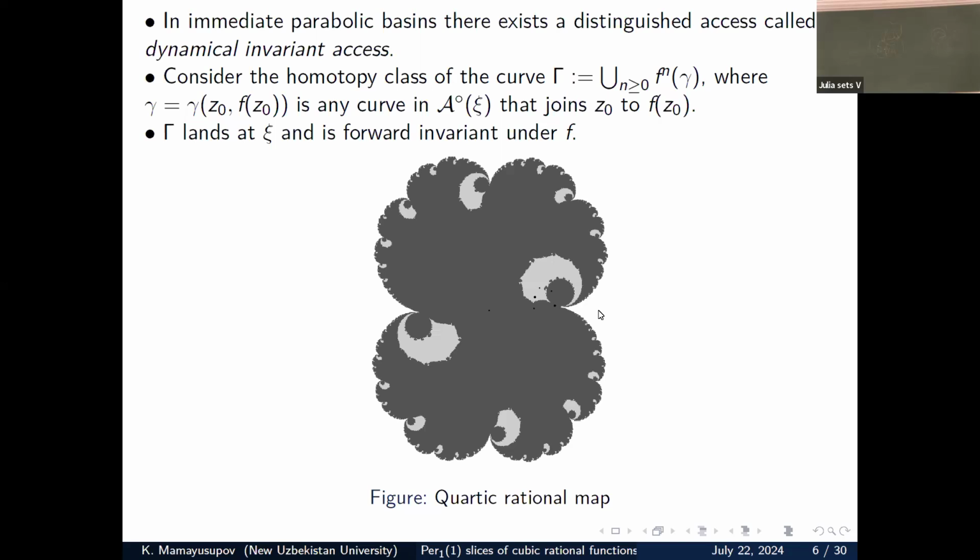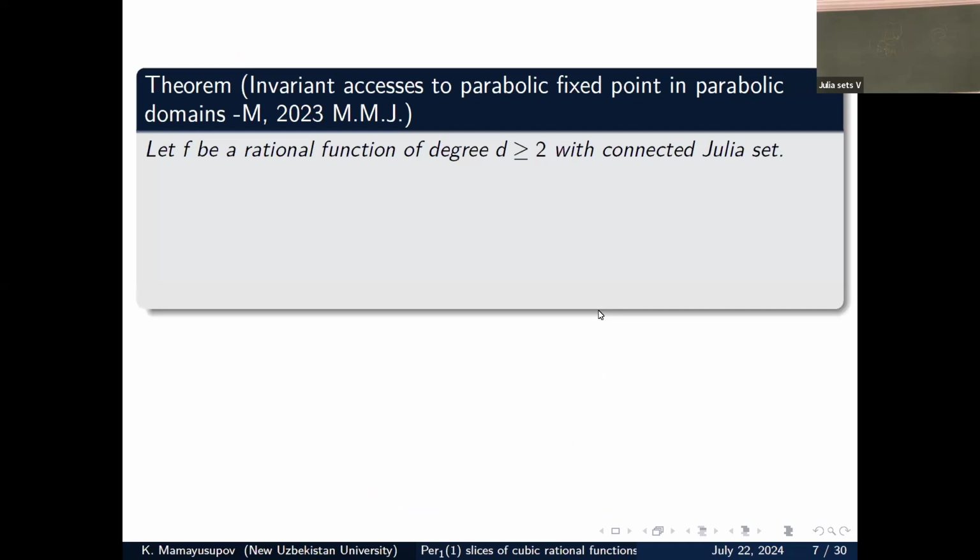And this is useful for various things. This access can be used, and all other accesses are, in a sense, this is like attracting or forward invariant. Everything else is like repelling, or they are invariant under the inverse of your map near the parabolic fixed point. So if you have an immediate basin, it's good to know about these accesses.